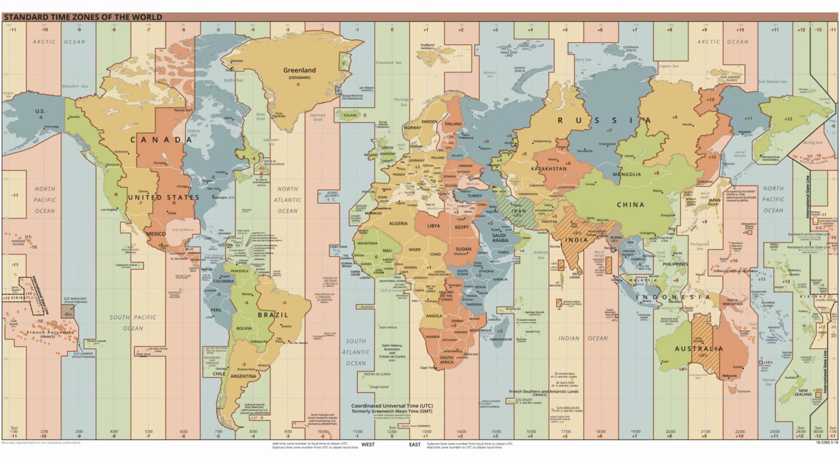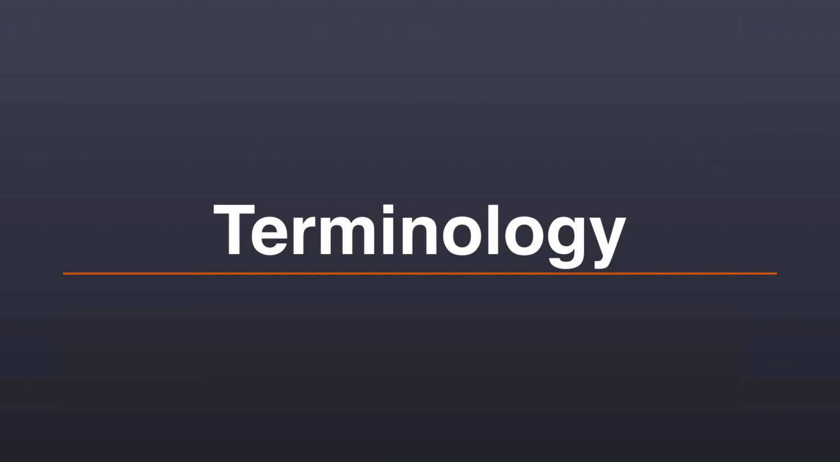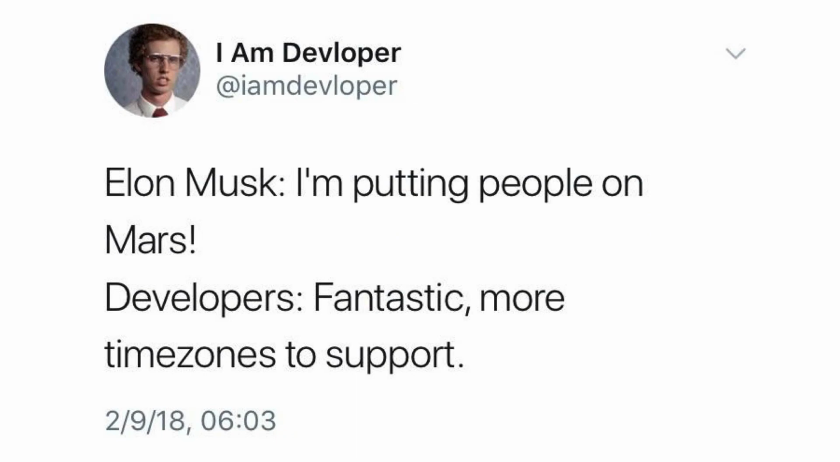So before we get started, I want to do a quick review of some terminology so we can all be on the same page about time zones. The first thing to understand is that time, as we will discuss it, is a system of measurement that was invented by humans. It is extremely fallible and will make your life as a programmer extremely difficult.